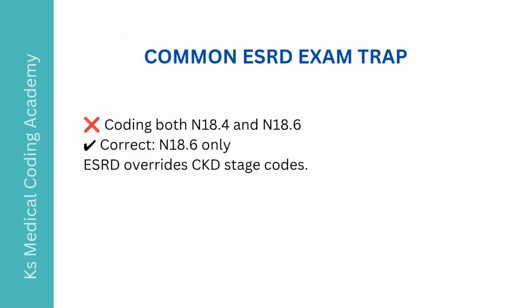ESRD exam trap. A very common exam mistake is coding both CKD stage and ESRD together. This is incorrect. ESRD always overrides all CKD stage codes. The correct coding is N18.6 only.